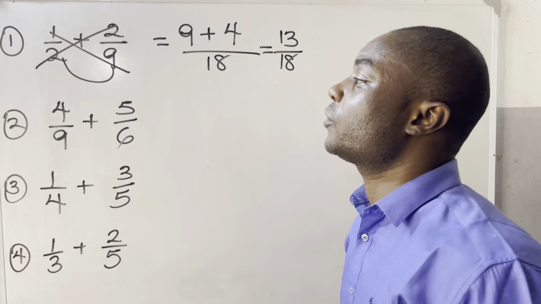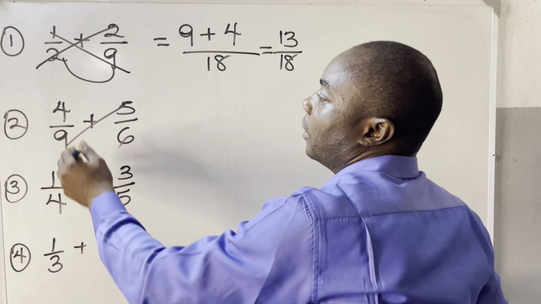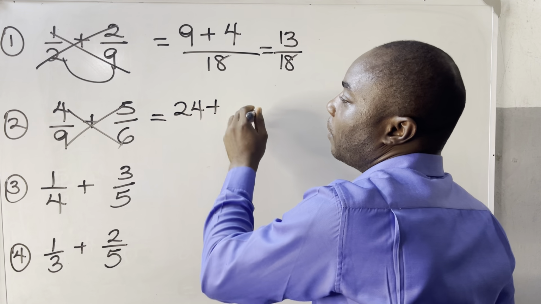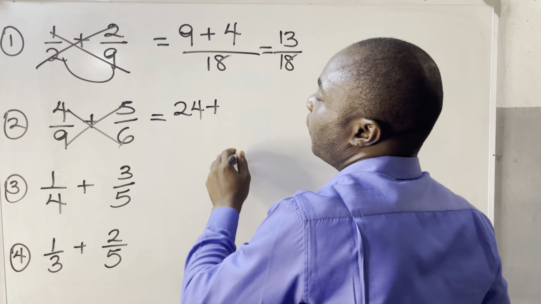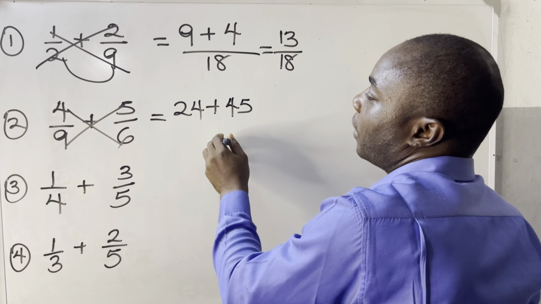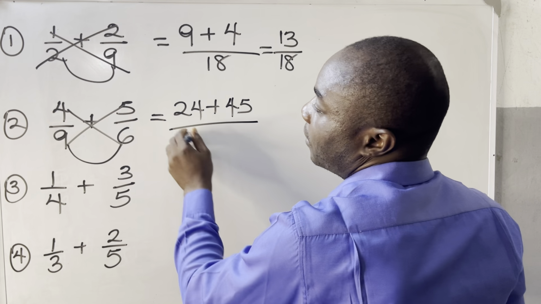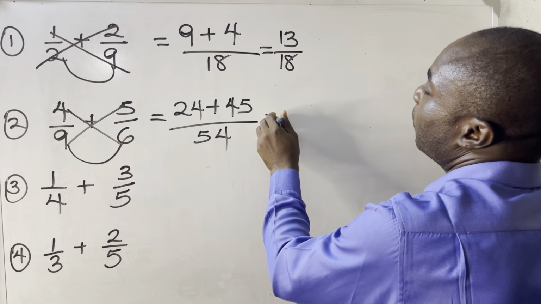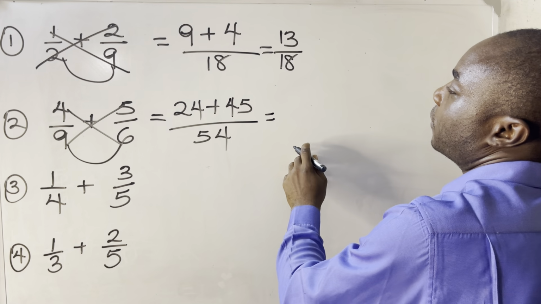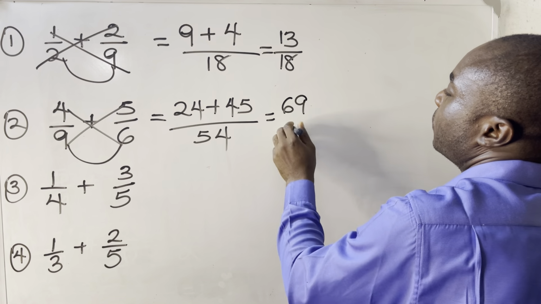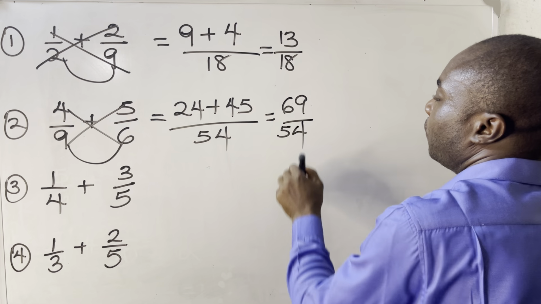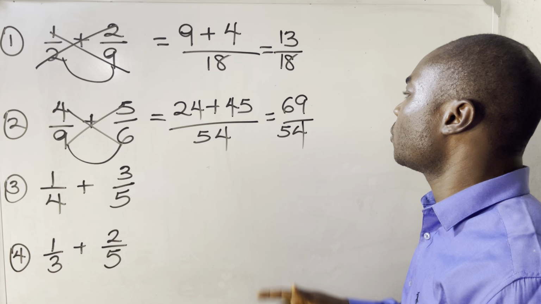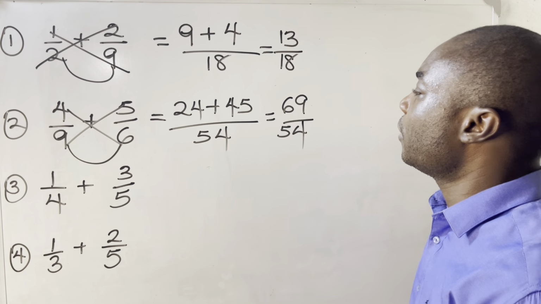Then for the next question, we have 6 times 4, and that's 24. Bring down our plus. All right. Then 9 times 5 is 45. Then 9 times 6, which is 54. All right. Then 24 plus 45, that will give us 69. We have 69 over 54. So our answer is 69 over 54. And we can decide to reduce this to the lowest term if we want to.